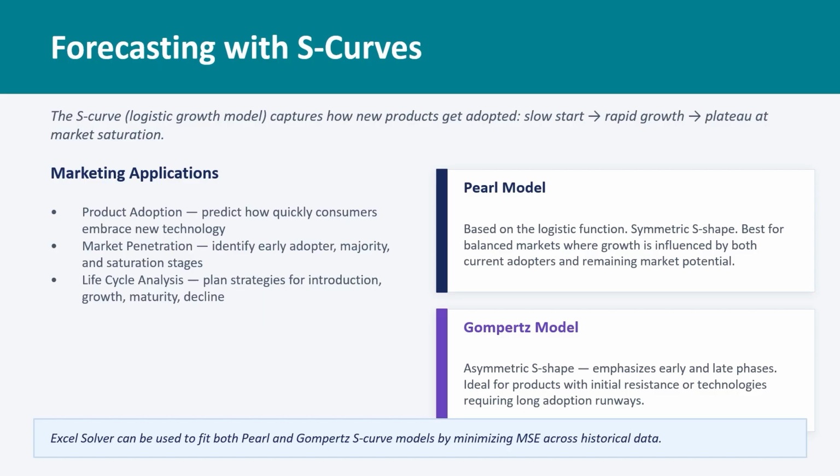In this course, we work with two specific S-curve models, Pearl and Gompertz. The Pearl model, based on the logistic function, produces a symmetric S-shape. It works well when the forces driving adoption, word of mouth, network effects, operate symmetrically through the adoption process. The Gompertz model is asymmetric. It front-loads the slowdown, reflecting situations where products face significant initial skepticism or require a long learning curve before taking off, but then eventually reach their potential.